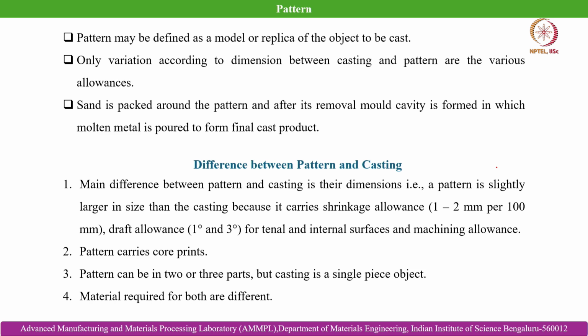The pattern also carries core prints. These are necessary to support cores within the mold cavity, and a pattern can be made of single or multiple pieces based on the particular application or the component to be developed. The material used for the pattern is generally wood, sometimes metals, but the cast metal that is going to be solidified by the casting route is entirely different from the pattern.